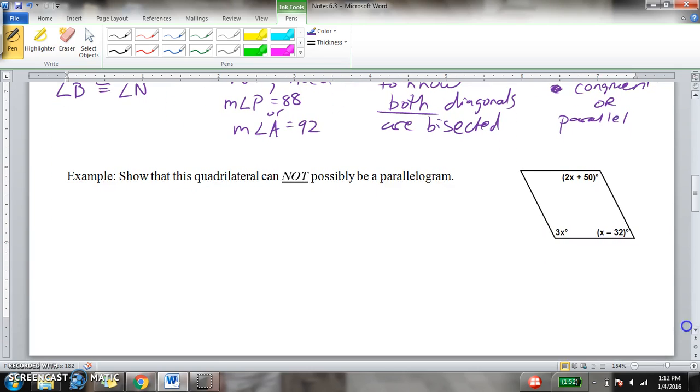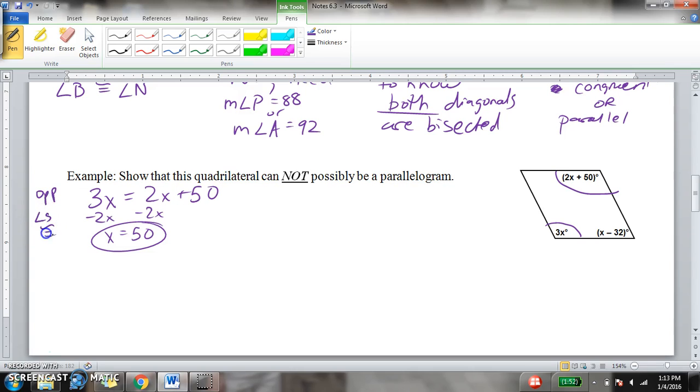In this example down on the bottom, it says, show this quadrilateral cannot possibly be a parallelogram. So based on what we know about parallelograms, let's just assume it was a parallelogram. If it is, then these two angles are opposite from each other and they need to be congruent. So if we set 3x equal to 2x plus 50, if I subtract 2x to solve for x, I get 3x minus 2x is x, and 50 is left on the other side. So this gives me x equals 50. Knowing that opposite angles are congruent gives me that.